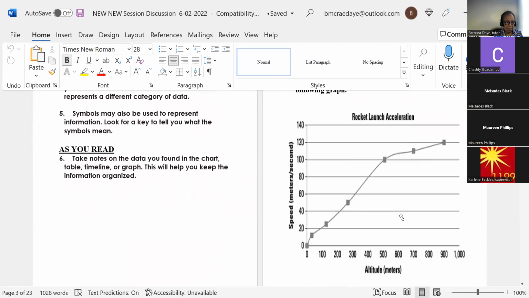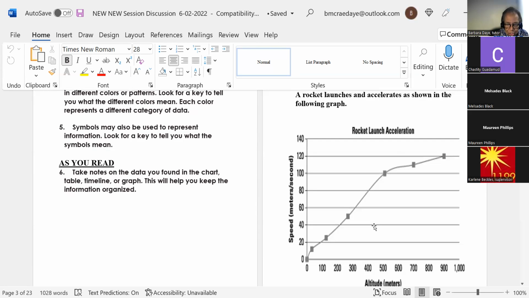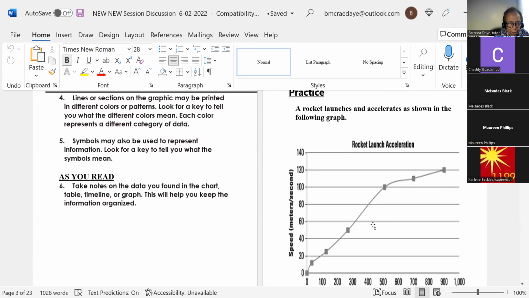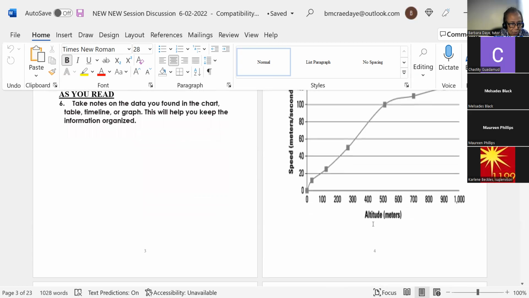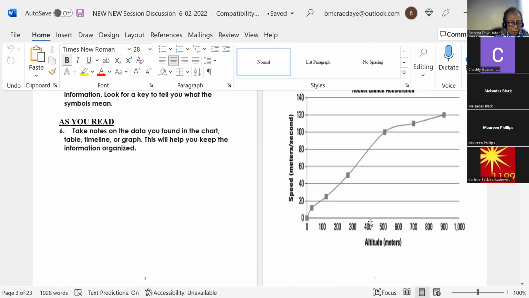All right. Now, here's a line graph right here. Like it says, it's a line, right? Can you see that rocket launch? Okay. Now, look at the graph. Can you look at the graph and tell me at which altitude it levels off? Can you see it on the graph? Which altitude does it level off, Mercedes? 120 and 900.